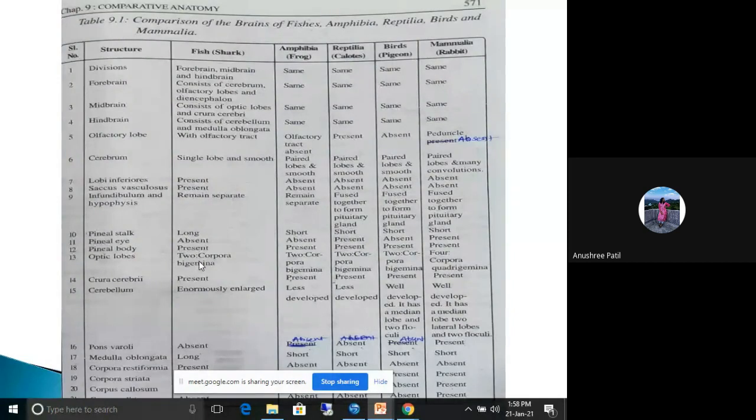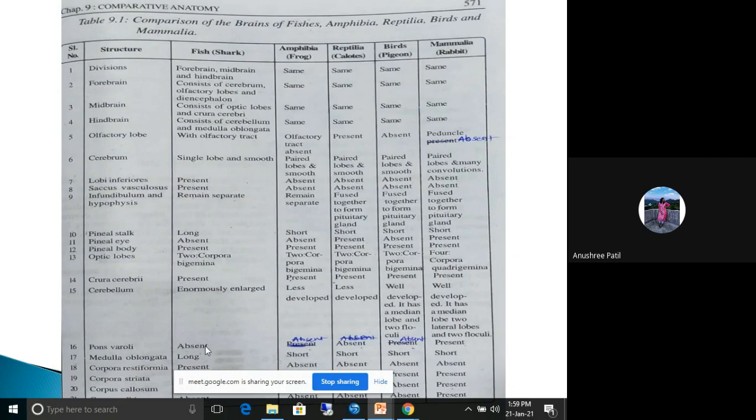Then optic lobes: two optic lobes are called corpora bigemina. In all other animals there are two, but only in the mammal there are four, called corpora quadrigemina. Then crura cerebri are present in all animals. Cerebellum is enormously enlarged in fish, then less developed in amphibia, less developed in reptiles, and less developed in birds, but it is well developed in mammals. In birds it is also well developed.